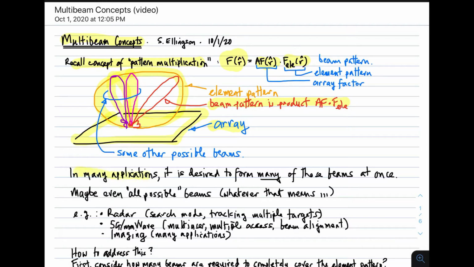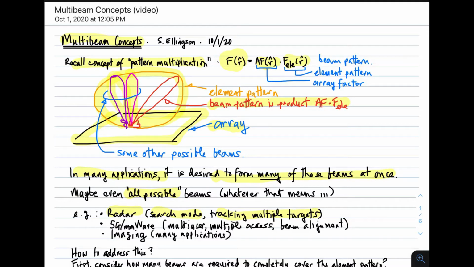Now, in many applications, it's desired to form many beams at once. So quite often, you desire not just the single beam, but all the beams that would fully sample the element pattern. You might want all of these beams all at once in some applications, and not just a few of them. One example would be radar. For example, in search mode, if you're looking for a target, you might want to generate many or all beams all at once so that you can most quickly find that target. Or you might simply be tracking multiple targets, so you want to put a beam on each of the targets that you are currently tracking.